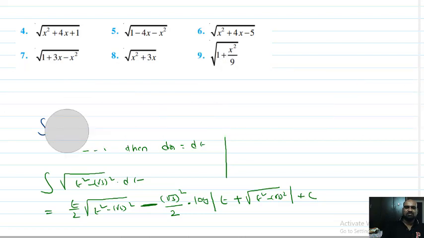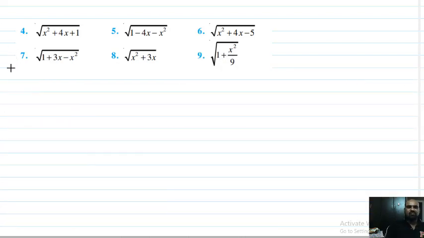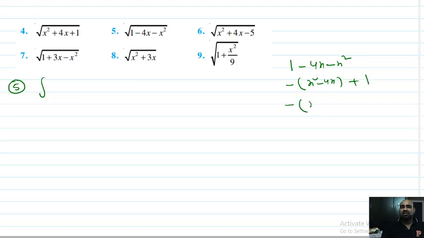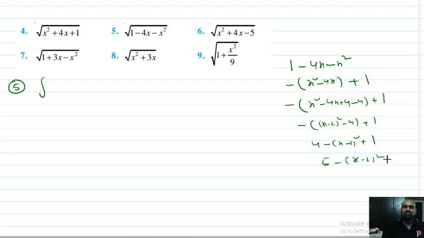Okay students, next our fifth problem, integral of root over 1 minus 4x minus x square. Here I want to simplify: take minus common first of all, x square minus 4x plus 1. So minus of x square minus 4x plus 4, 4 added, 4 subtracted, plus 1. So minus of x minus 2 whole square minus 4 plus 1, or 4 minus x minus 2 whole square plus 1, or 5 minus x minus 2 whole square. So what I can write down here is root over 5 minus x minus 2 whole square dx.